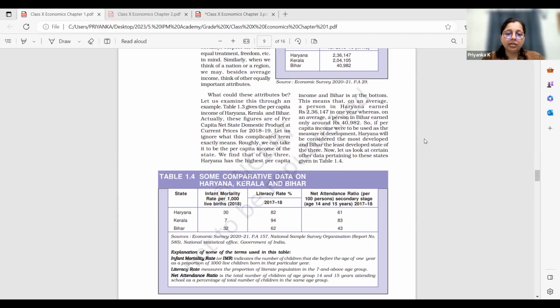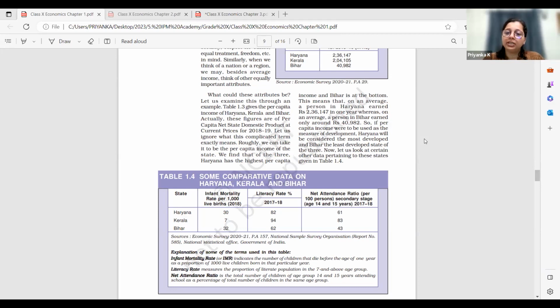So in that particular year, in 2018, when you look at Haryana, the infant mortality rate per 1,000 live births is 30. And in 2017-18, the state has shown a literacy rate of 82%. Net literacy rate, I would hope everybody knows, and net attendance ratio per 1,000 people, that too at the secondary stage, like age 14 to 15 years. That's where we get into the secondary stage of our education.